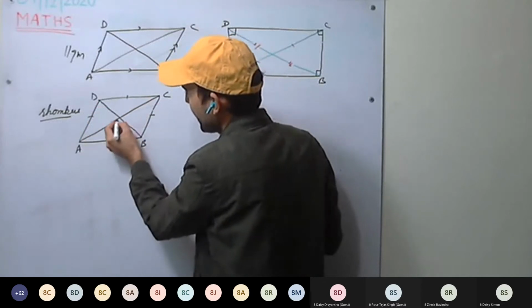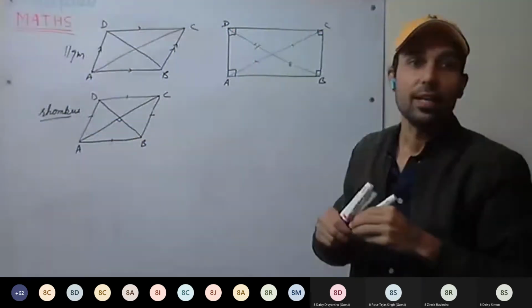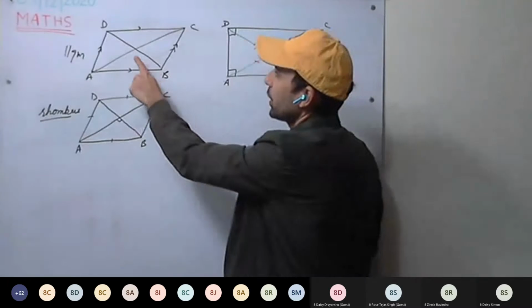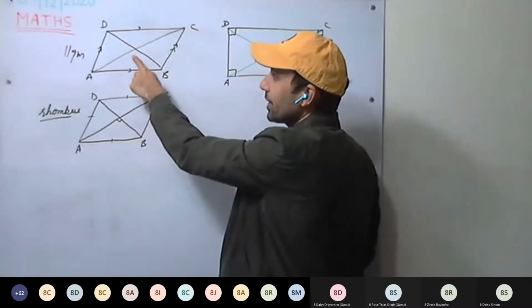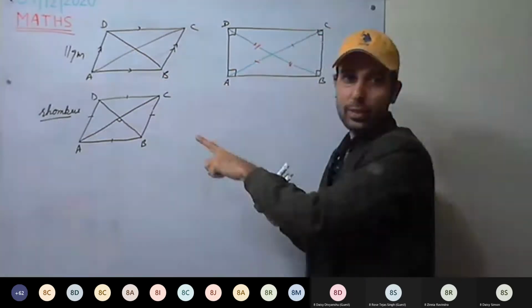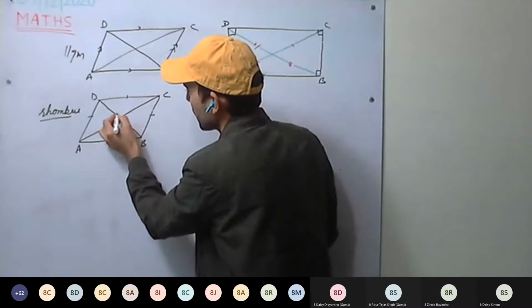Diagonals bisect at 90 degrees. So if we prove that in a parallelogram the diagonals bisect at 90 degrees, then that parallelogram will become a rhombus.